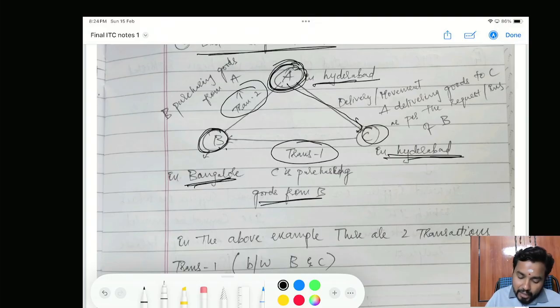Now in that scenario, A will issue the invoice in the name of B, but the goods will be delivered to C. So billing is done in the name of B, but shipment is done to C. This is what is called the bill to ship to model.